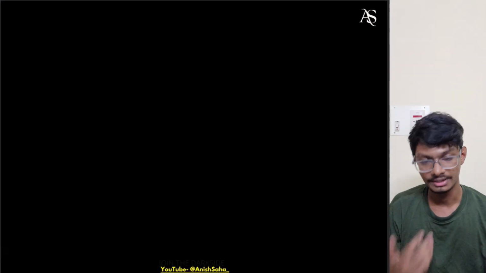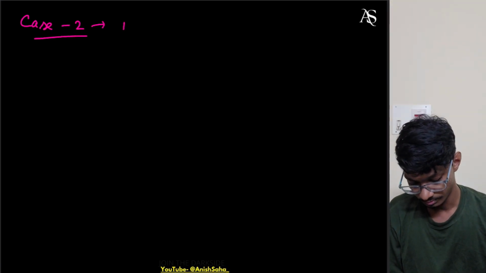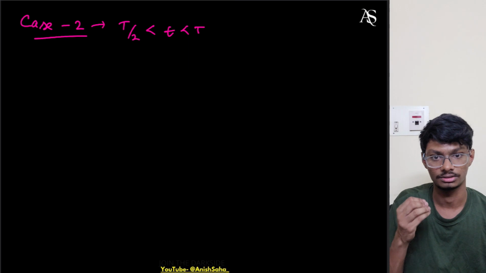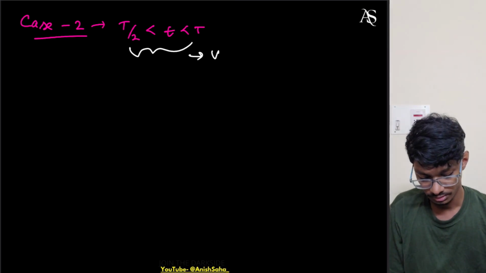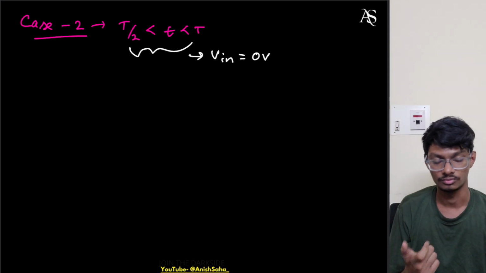So what is happening in case 2? Let me first write case 2. It is between T/2 and T. In this region, what is the input voltage? V in is 0 volts.